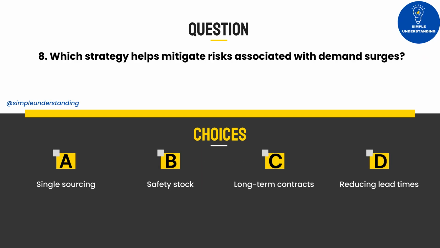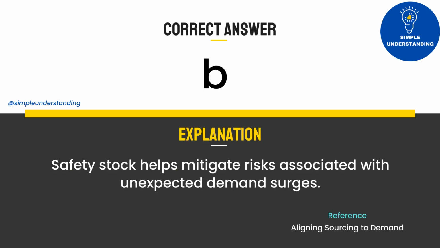8. Which strategy helps mitigate risks associated with demand surges? A. Single sourcing. B. Safety stock. C. Long-term contracts. D. Reducing lead times. Correct answer B. Explanation. Safety stock helps mitigate risks associated with unexpected demand surges.